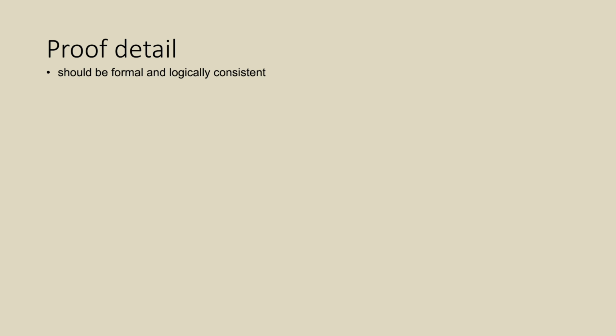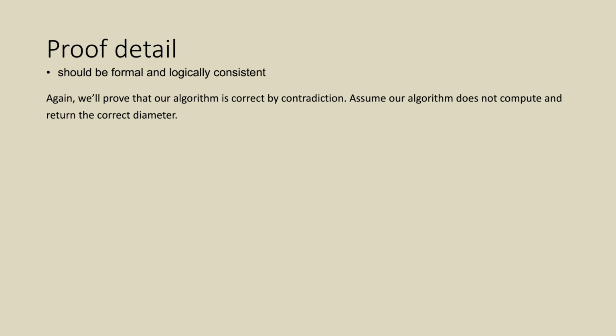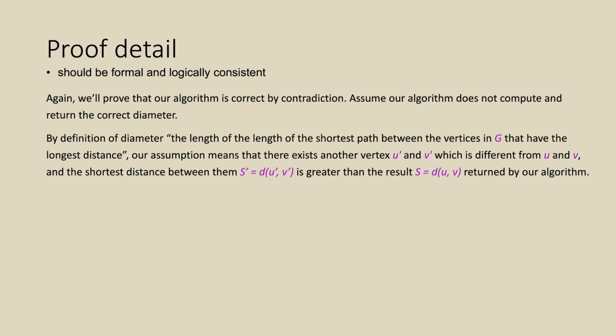Similar to algorithm detail, proof detail should be formal and logically consistent. Since we already have the proof idea, now we just need to fill it out and make it become a complete proof detail. Again, state the proof technique you would like to use at the beginning. In proof detail, we need to refer to the fact, the definition, or our assumption to go to the next step. Here, we use the definition of diameter to tell the reader that there exists another optimal result S prime if our assumption is true. You can define some notation like u prime, v prime in your solution for convenience.